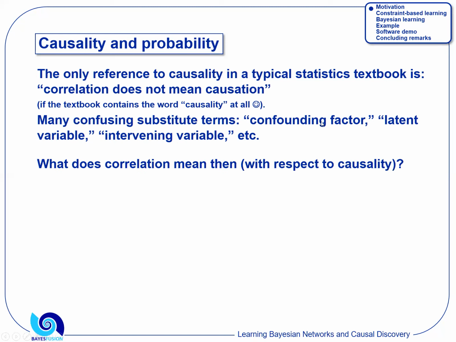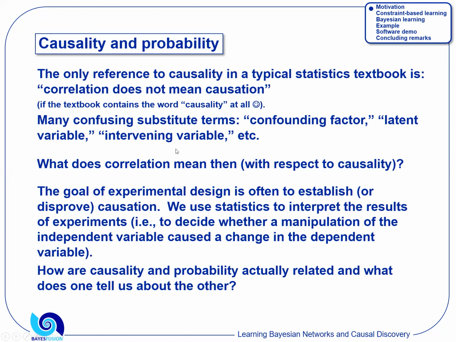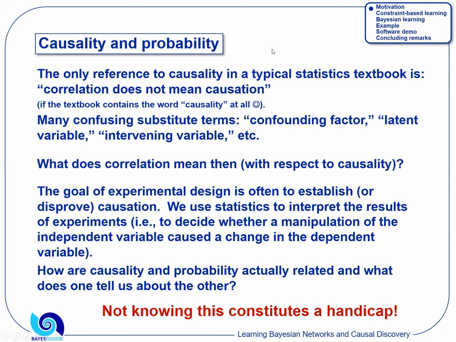It all talked about something about the causal structure without using the word cause. So the question is, what does correlation mean with respect to causality if it doesn't mean causation? In some branches of science, branches of statistics, the goal is to establish causation. For example, in experimental design, statistics is just a tool to help to interpret the results. There we need causality. So how they are related is important to know, and not knowing how they are related is really a handicap to a scientist.